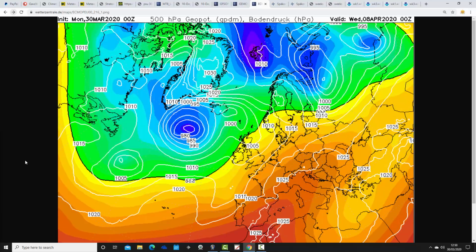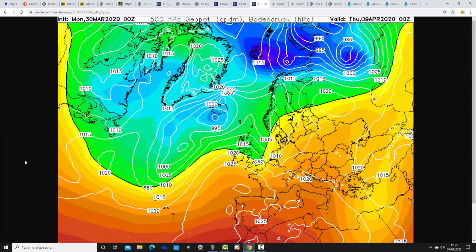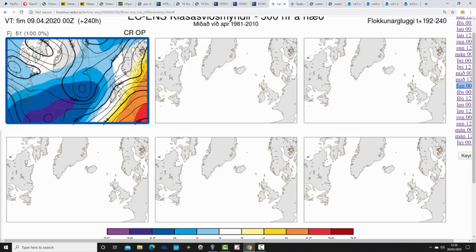Probably going a bit more unsettled as we head up towards day 10. Look, as we get to day 10, which is Thursday, the 9th of April, we've got high pressure just to our southwest. We're bringing something a little bit cooler from the northwest and maybe some showery bursts of rain. But overall, that is still relatively anticyclonic and it's not particularly unsettled.